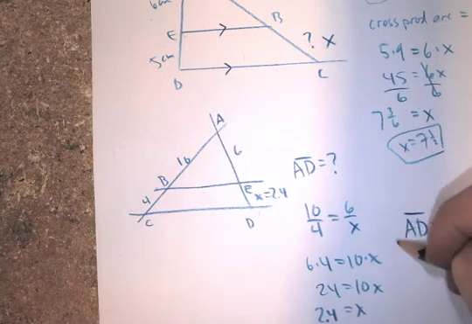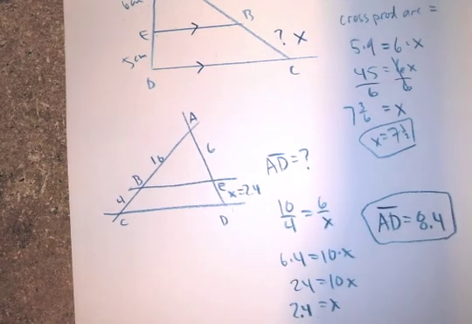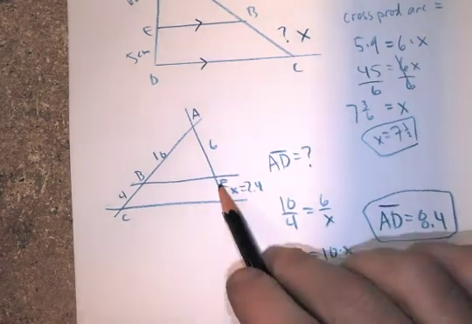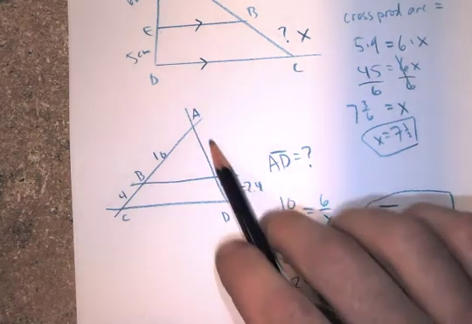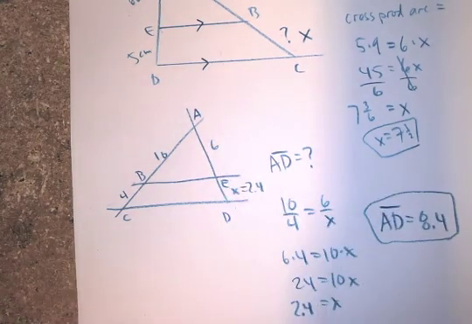So be careful on what they're asking. Read the question carefully, because it can seem really simple, but you're going to get the wrong answer if you don't read it carefully. Okay, so they're asking for that whole side. Okay, and then the last thing I want to show you is it doesn't have to necessarily be a triangle. It could just be these parallel lines.